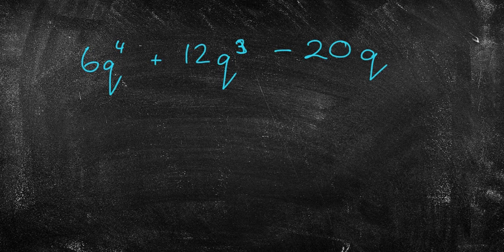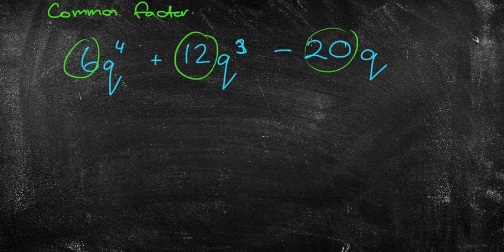I'm going to say 6q to the 4 plus 12q to the 3 minus 20q. Just because sometimes you might have more than 3 terms, and again, we're always looking for what we refer to as a common factor. Okay, well, what goes into 6, 12, and 20? Well, 2 goes into all of them, but like last time, that's not enough. 3 goes into all of them. Actually, no, it doesn't, does it? It is 2. There you go.